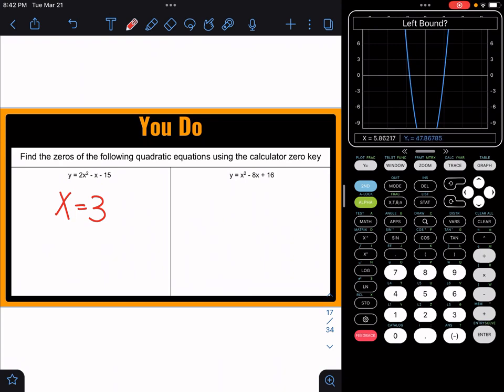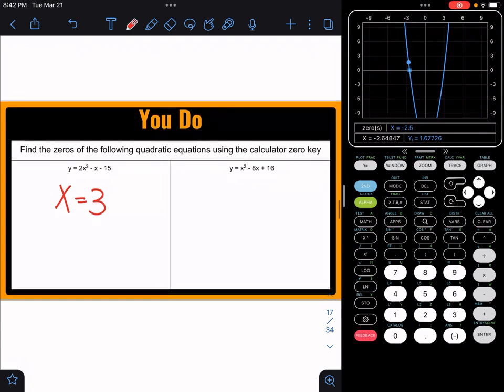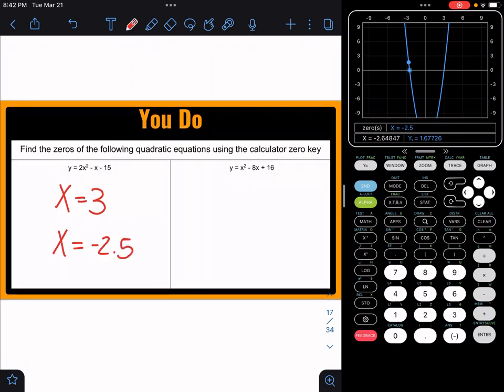I'm going to keep going until I see my point. Alright, somewhere to the left of it is like over here. Somewhere to the right of it is like over here. So it's going to be x equals negative 2.5. Those are our two answers.